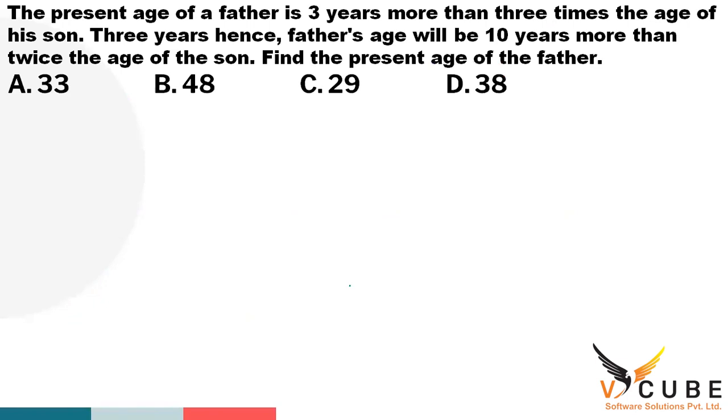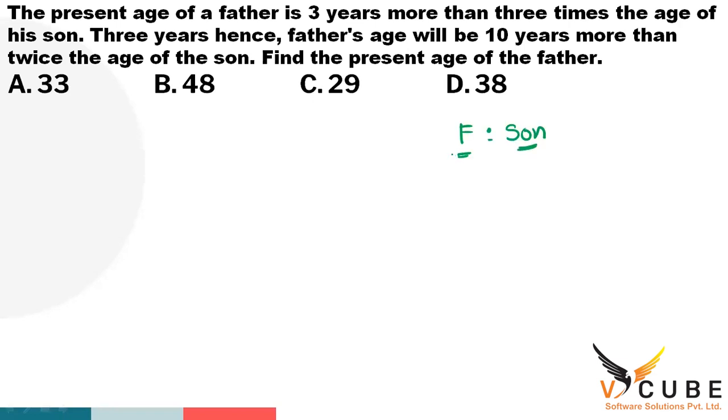The present age of a father is 3 years more than 3 times the age of his son. 3 years hence, father's age will be 10 years more than twice the age of the son. Find the present age of the father. Okay, right. So first read the question properly and find which option is the right answer.